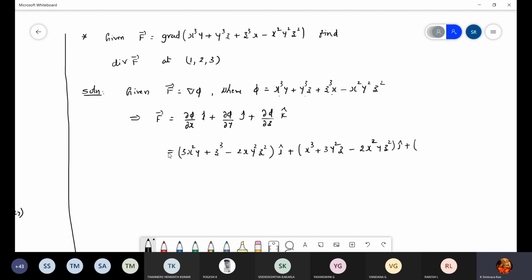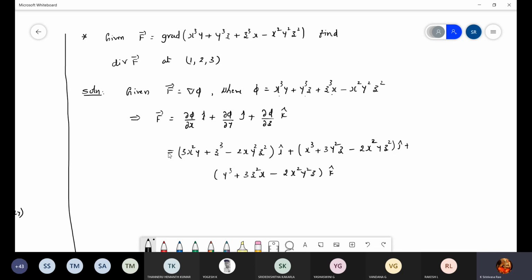Okay, so I will write in the next line, plus the last one with respect to z. First term 0, second term y cube, 3z square x, minus with respect to z of x square y square z, that is 2 times y square z, into k cap.